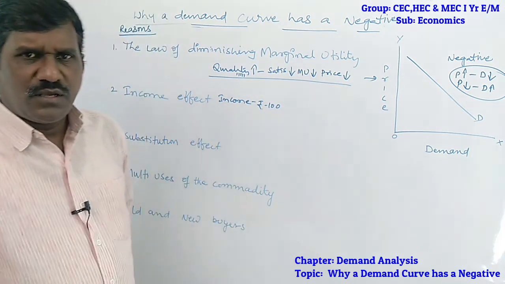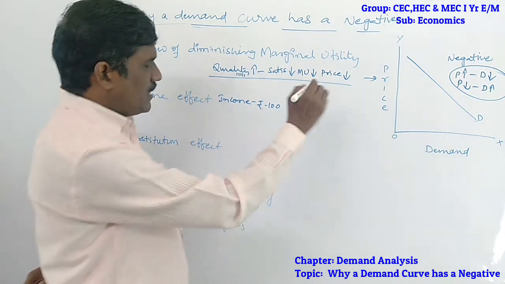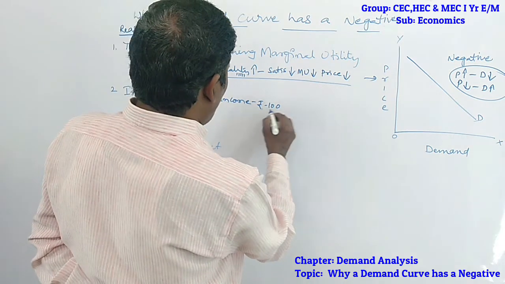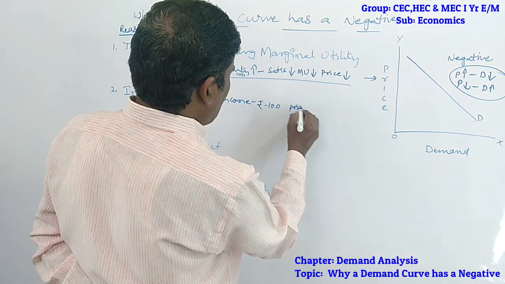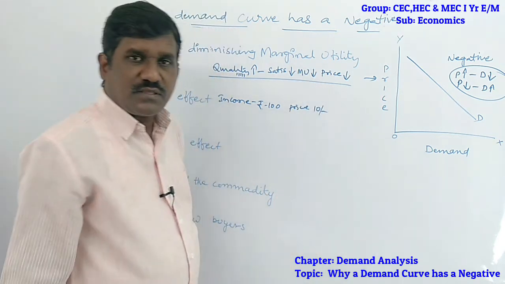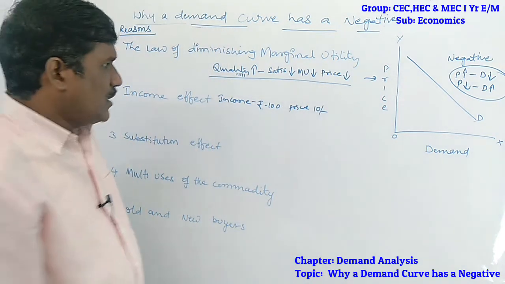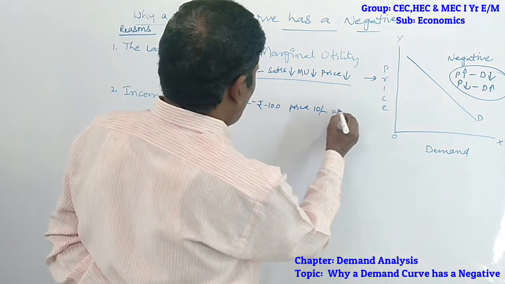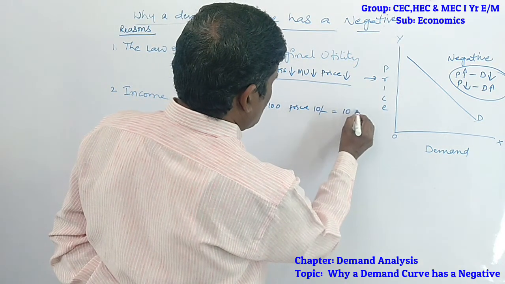Simple. Consumer has 100 rupees. The price of the commodity is, suppose, 10 rupees. So he can purchase how many goods? 10 times 10 goods.